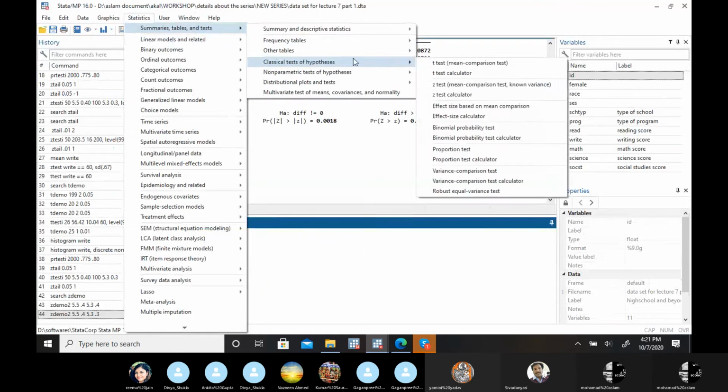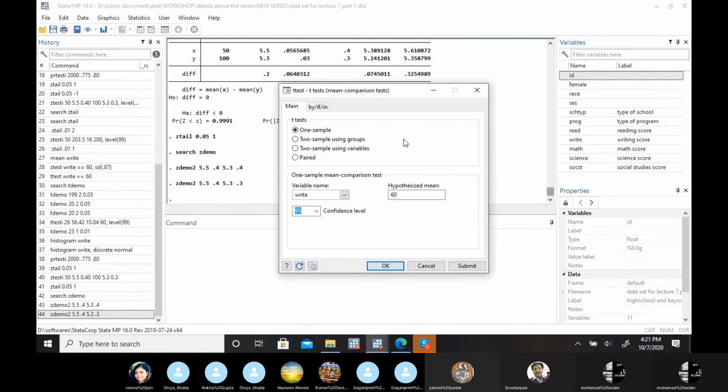Classical test of hypothesis. T-test, mean. I'm going to use this T-test. You can also use the Z-test, but then it will ask you about the population variance. So let's suppose we don't know the population variance. Let's use the T-test first.